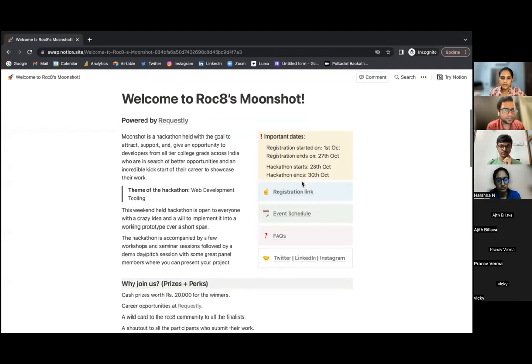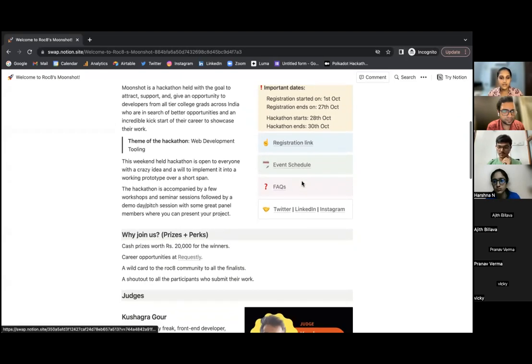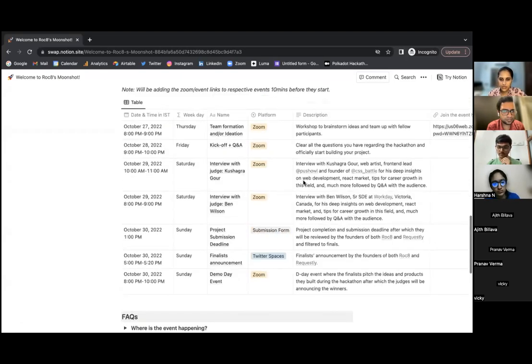Yes. So this is the page and this is the schedule we have on what we'll be going through. Today, team formation is done. Tomorrow at 9 p.m. we have the kickoff. You can ask any questions there as well. And this is where we get into the interesting part.